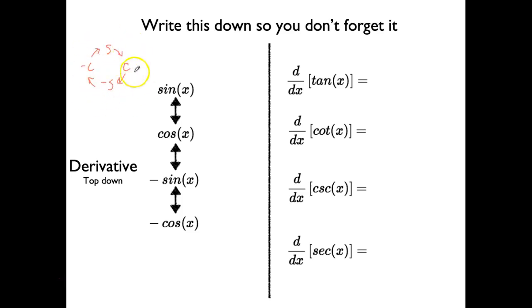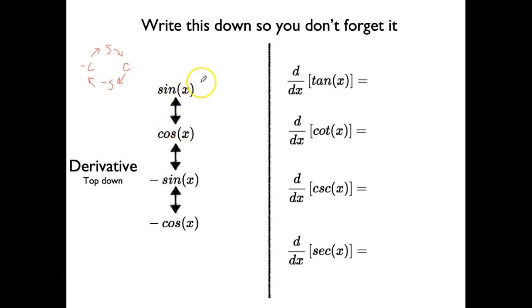Okay, so going counterclockwise will give you the integrals. The integral of cosine is sine, okay? The integral of sine is negative cosine. The integral of negative cosine is negative sine. The integral of negative sine is cosine. So you can just go counterclockwise to get your integrals.